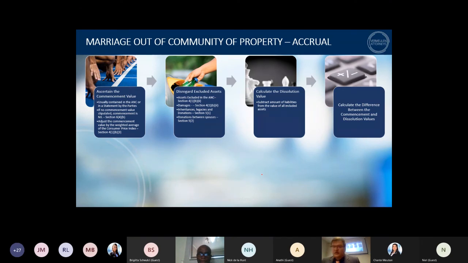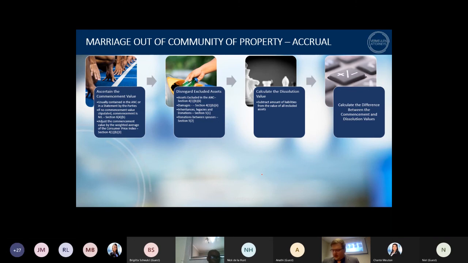You then take the commencement value and you adjust it by the weighted average of the consumer price index. Section 4(1)(b)(3). That is probably the most difficult part of doing an accrual calculation. But lucky for you, I'll show you guys how to do it. Easy peasy. Right. This weighted average of the consumer price index, I will be sharing the table with everything from January up to December 2021 with all of the attendees after the session. It is generally kept by Stats SA, which is where you can find it online, the easiest. Just type in Stats SA, Consumer Price Index Table Weighted Average.